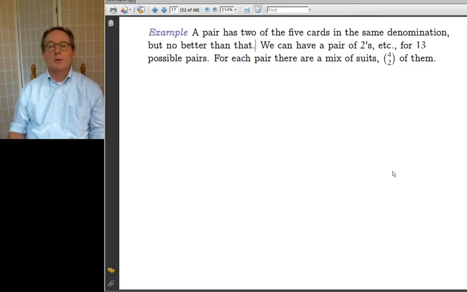For each possible pair, you have to pick 2 suits. So for each pair, let's say I have 2 3s. Now I have to pick 2 suits. Maybe it's clubs and spades. There are 4 suits. I'm going to pick 2. It doesn't matter whether it's spades and clubs or clubs and spades. So order doesn't matter, so I'm looking at 4 choose 2.